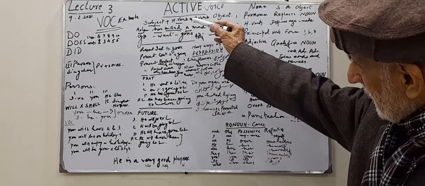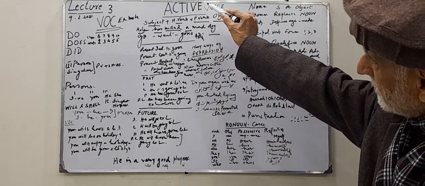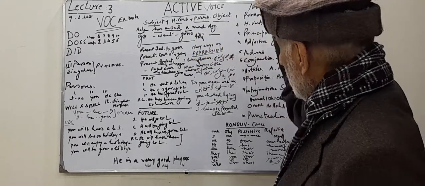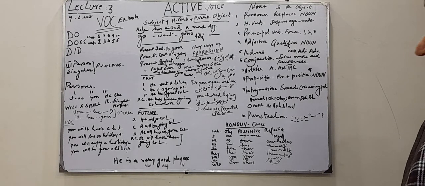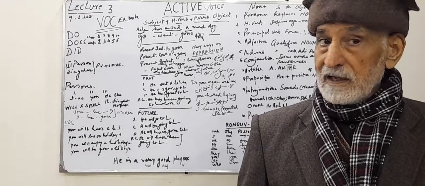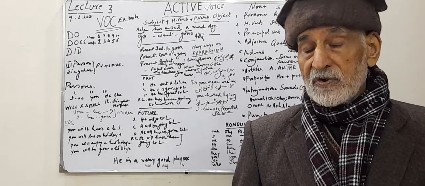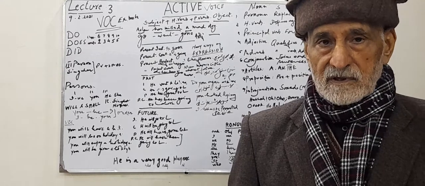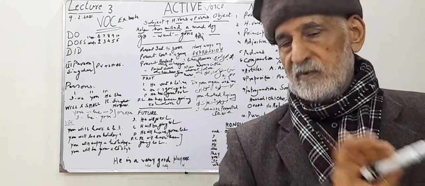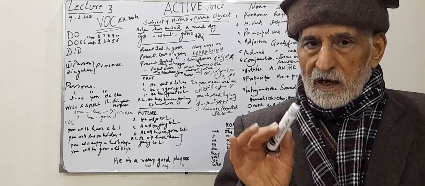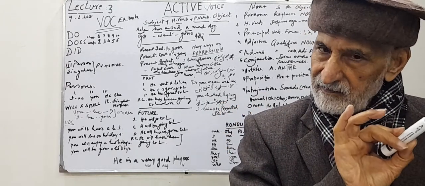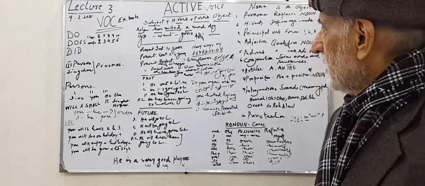Well, you have the 12 forms of active. Order kya hai? Subject plus helping verb plus verb plus object. Now, you have to make these sentences negative and interrogative. And I have told you, for negative, you add not after the first helping verb. For interrogative, you pick up helping verb and place it before subject. Now, how?